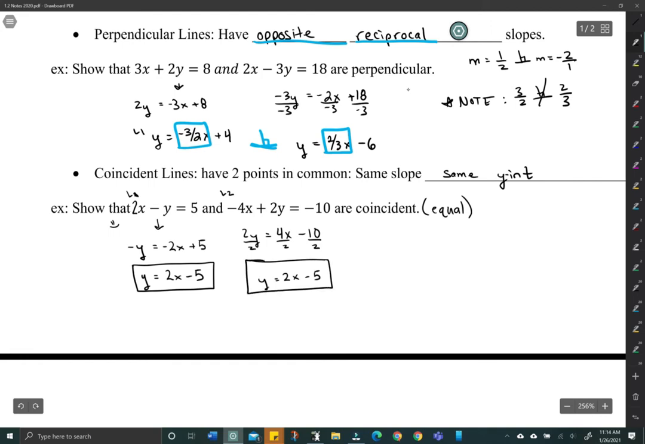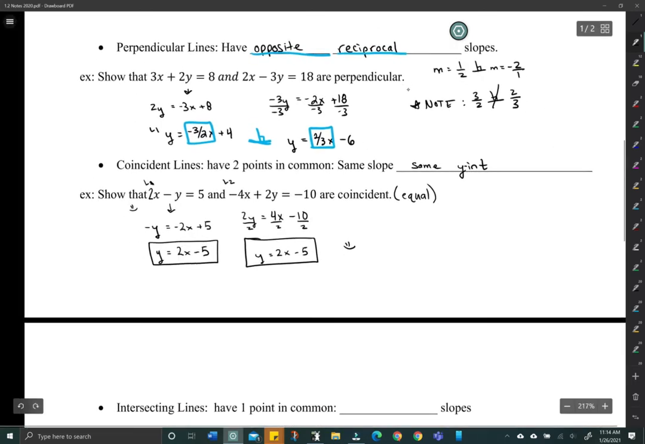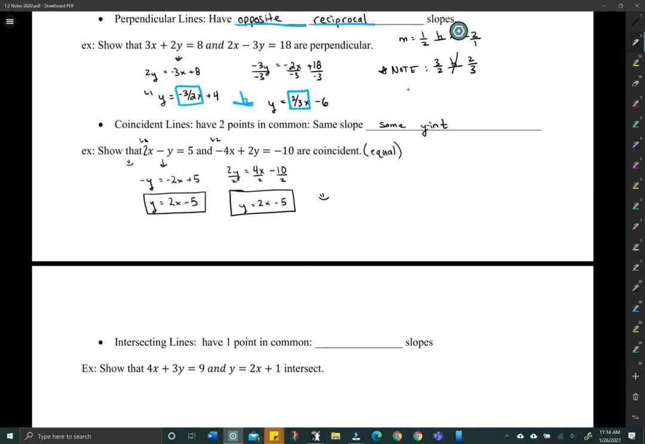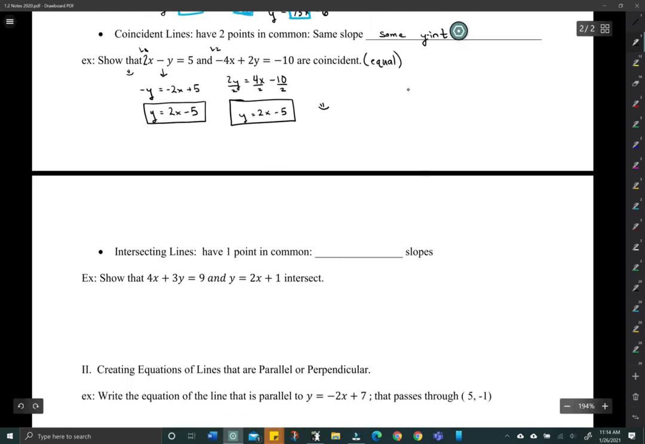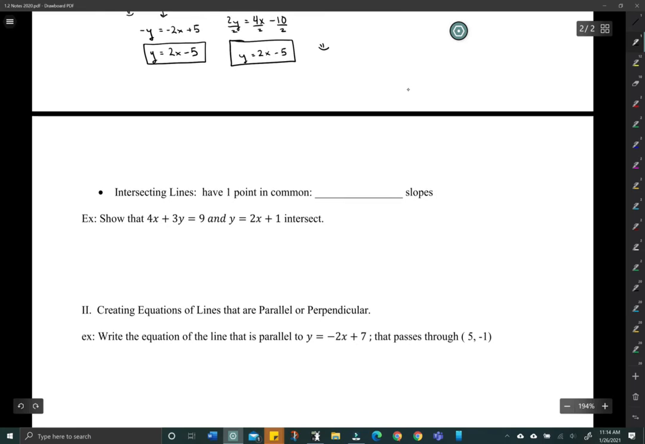Okay? If they do not have the same slope and have just 1 point in common, then we say they're intersecting lines. So they have 1 point in common, they simply have different slopes. If the slopes are different right off the bat, they are going to intersect. So pretty simple with this one.